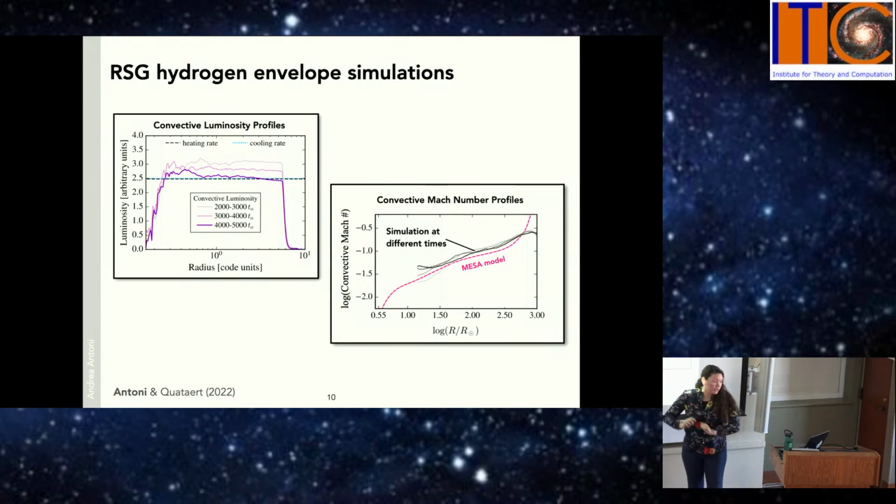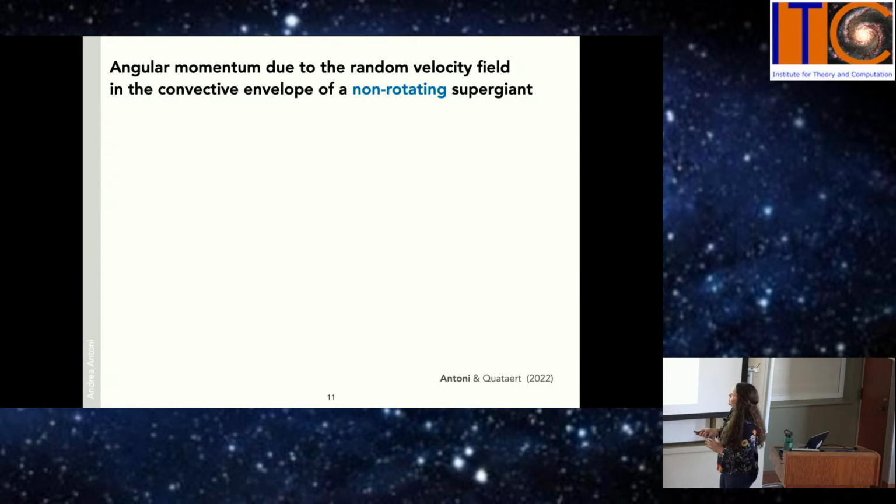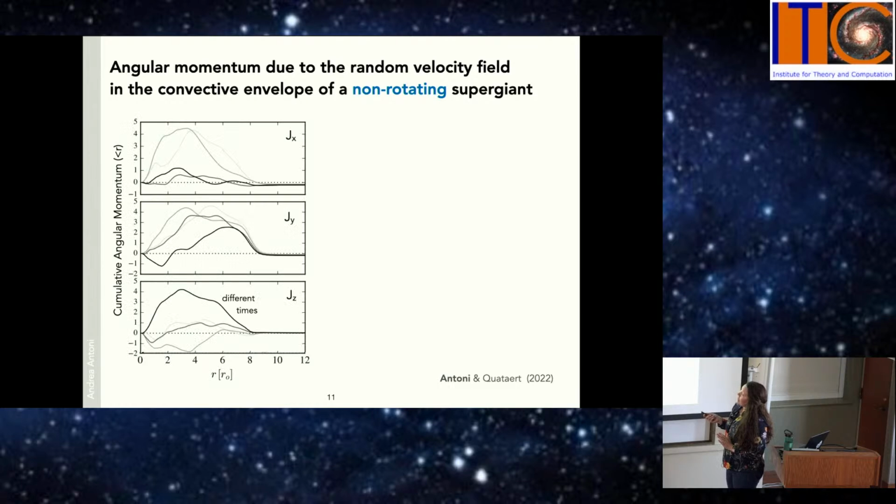Okay, so good. We have this convective envelope, this initial condition. Let's look at the angular momentum content. First, it's weird that we have a non-rotating star, and so we have angular momentum as a function of radius. I have two plots here that I want to step through. What I'm showing you here is x, y, and z total angular momentum at different times. This is cumulative angular momentum, so I've integrated out from the center of the star and out.